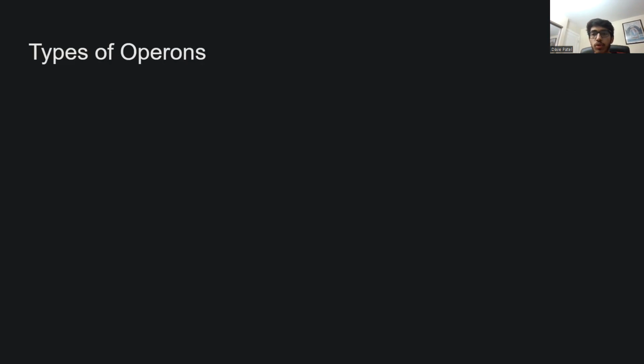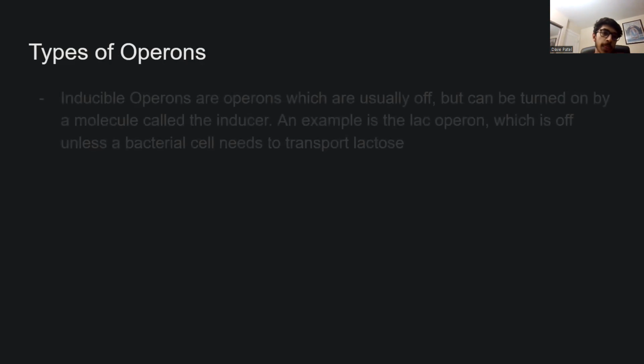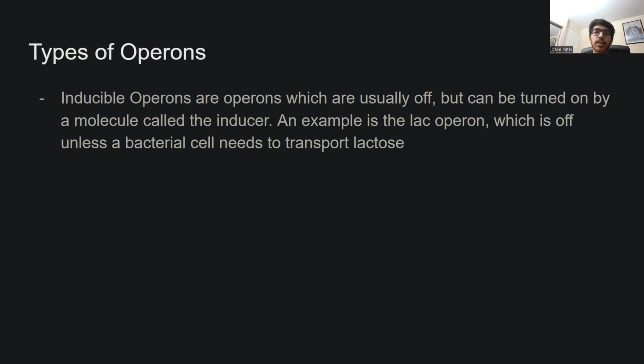So then another important concept is the different types of operons. So the entire thing that can be controlled by a single promoter. So firstly, you have an inducible operon, and these are operons that are usually off. So they're not being expressed, but they can be turned on by a molecule called the inducer. So an example is the lac operon, which is going to be off unless a bacterial cell needs to transport lactose across the plasma membrane.